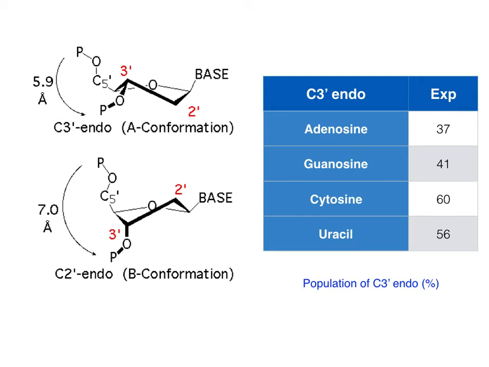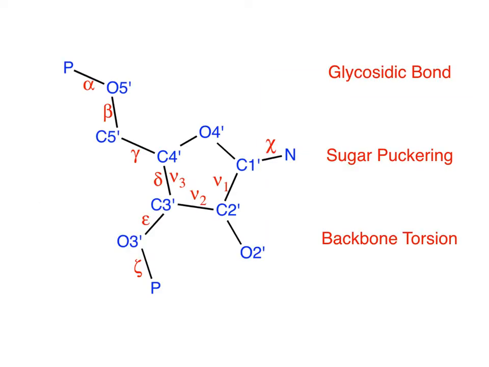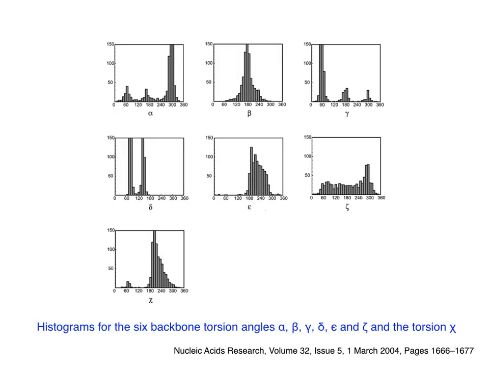The relative populations of C3' endo and C2' endo are close to 50-50 from experimental observation, with variations depending on the base it is attached to. The backbone torsions were also defined as noted in this graph. They're alpha, beta, gamma, delta, epsilon, and zeta. These are the histograms of the backbone dihedral angle distributions collected from crystal structures.